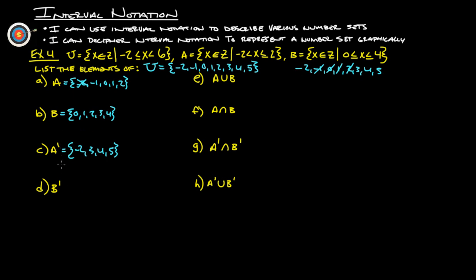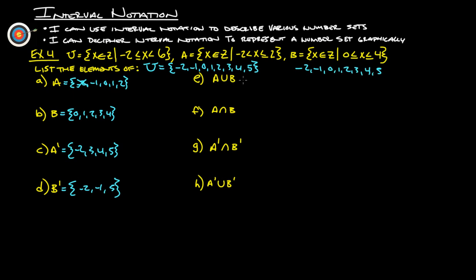For D, we're going to do B prime. We're going to do the same idea. Let's get rid of those, and we'll reuse this to figure out what B prime is. If B is 0 through 4, we would cross off 0, 1, 2, 3, and 4. What's left over? -2, -1, 0, 1. Oh, dirt, I'm reading off ones that are already in there. Sorry. -2, -1, and then 5 is the last one. Okay? All right. On to E.